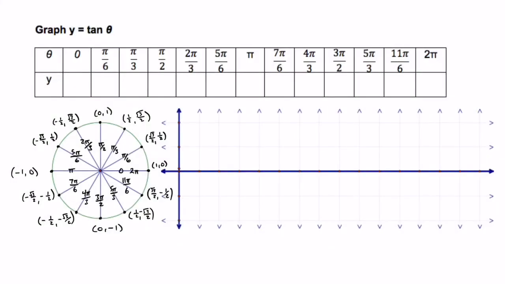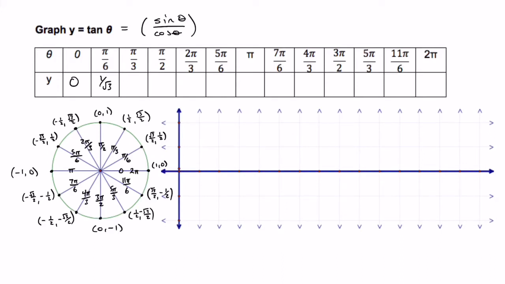So remember, the y values all the way around the unit circle are sine, the x values all the way around the unit circle are cos, so tan is actually sine theta over cosine theta. Now I'm just going to start filling in the table of values by moving around the unit circle and dividing the y values by the x values.